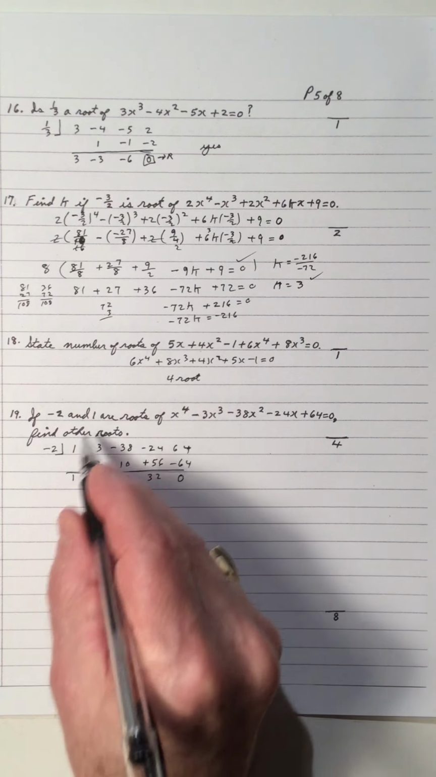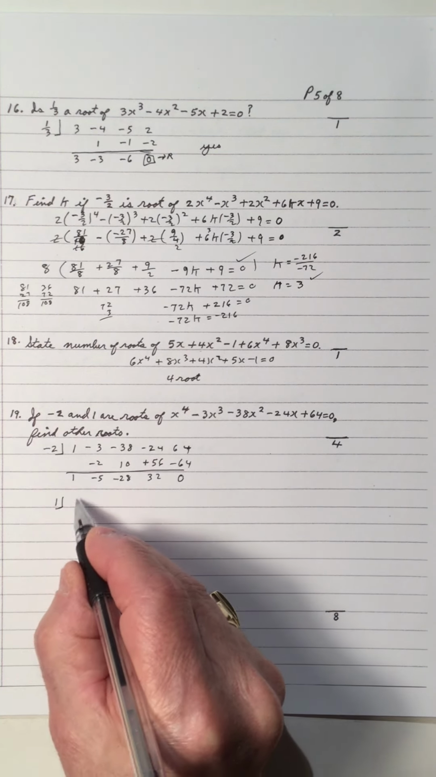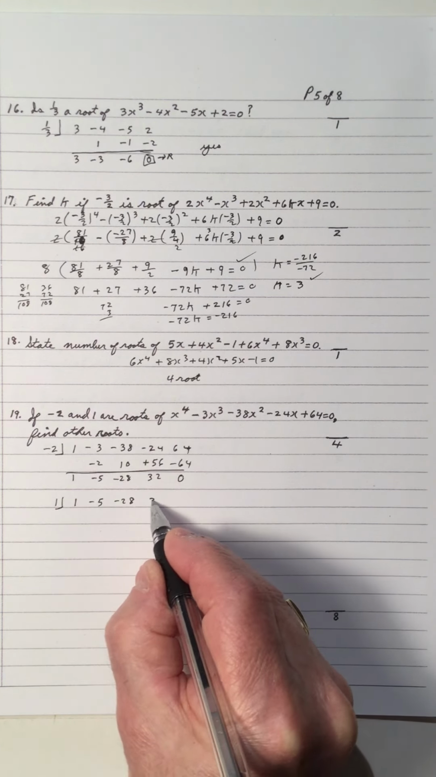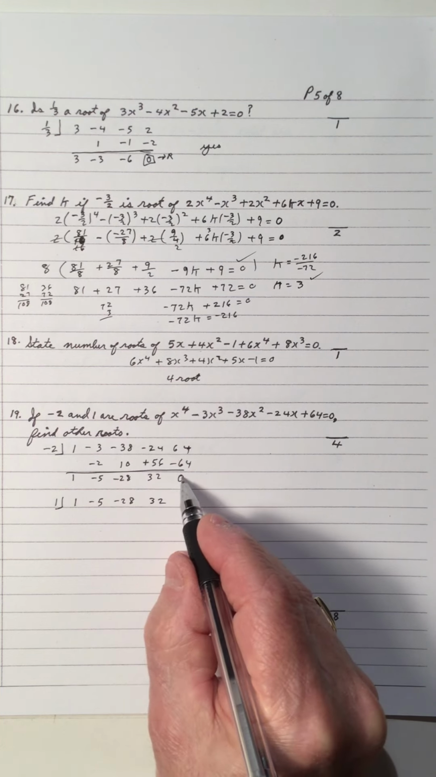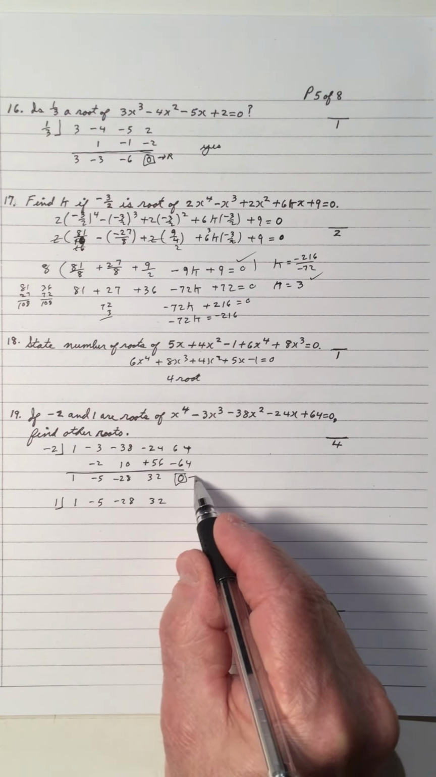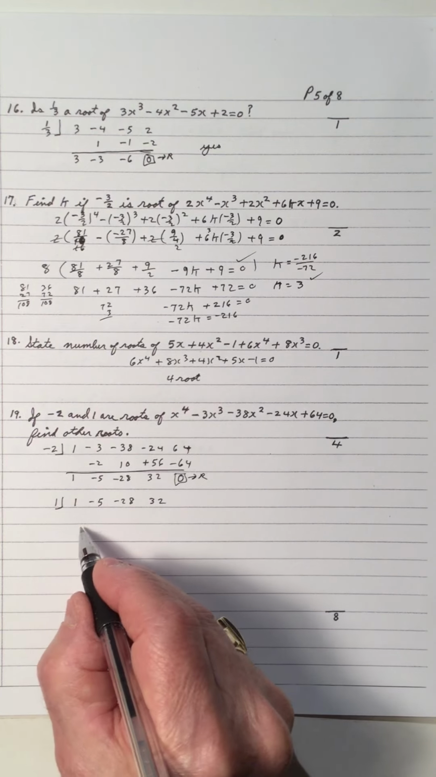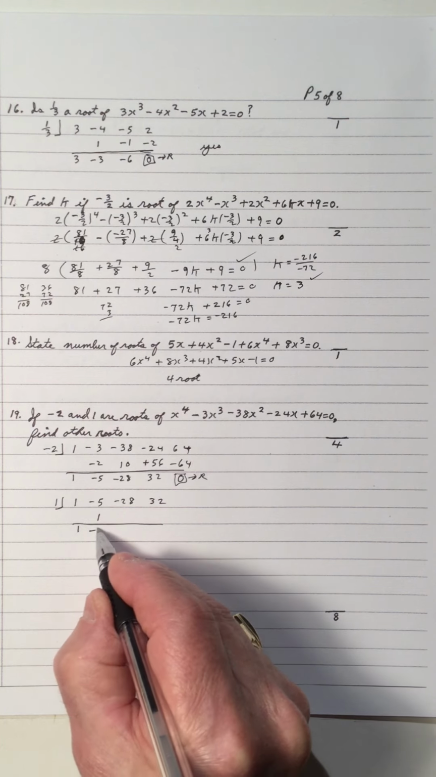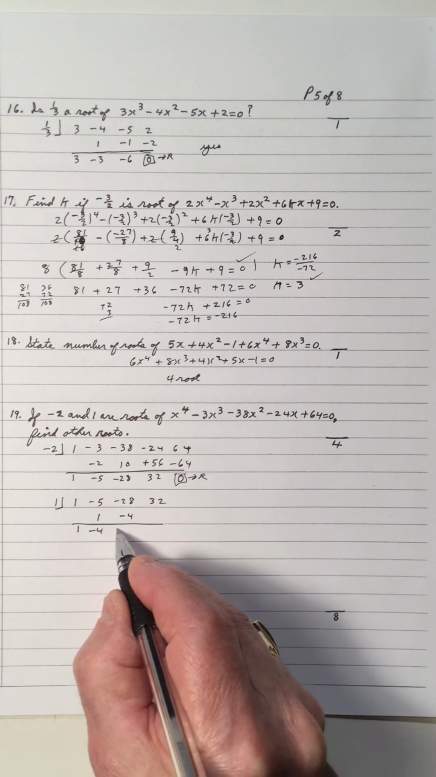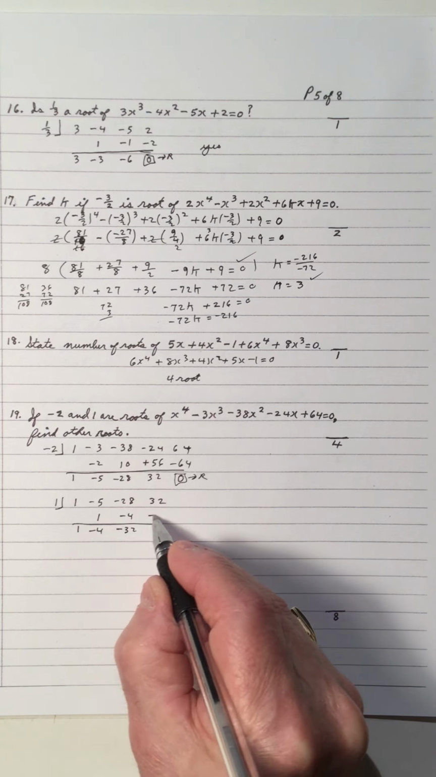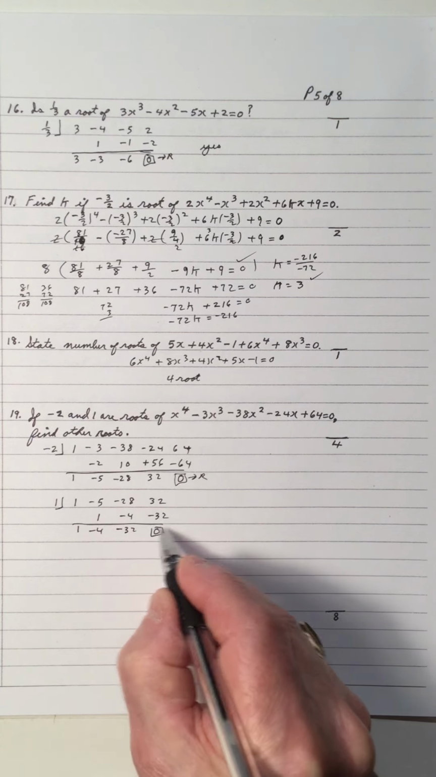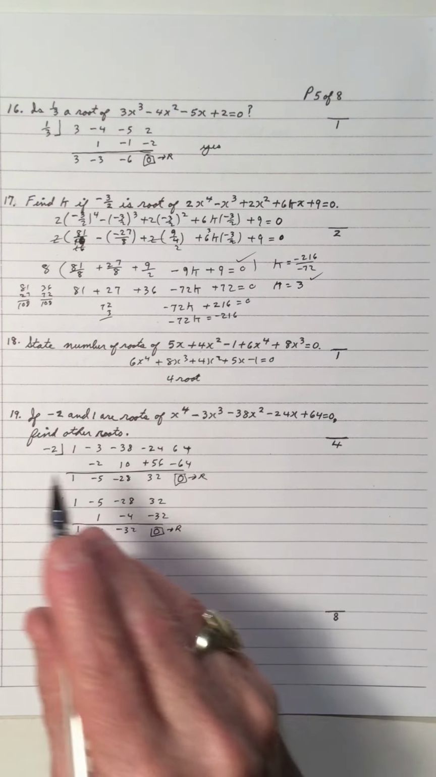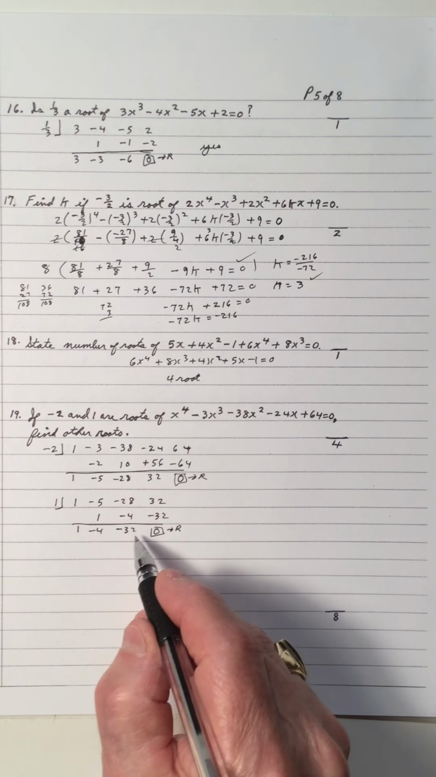Now we've got a depressed equation. So now we're going to put 1 in. The depressed equation is 1, negative 5, negative 28, and 32. That's the remainder 0 right there, so that tells me that negative 2 is a root. Now we bring down the 1, multiply to get 1, add, negative 4. Multiply, negative 4. Add, negative 32. Multiply, negative 32. And again, we got a remainder of 0. Good. So they are roots because you get remainder zeros.